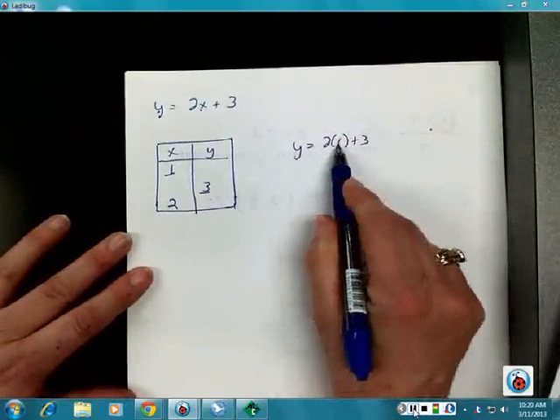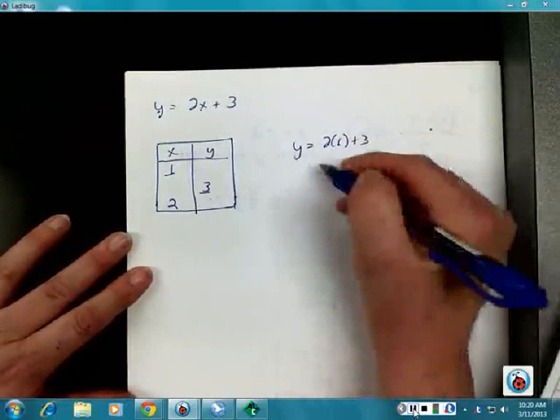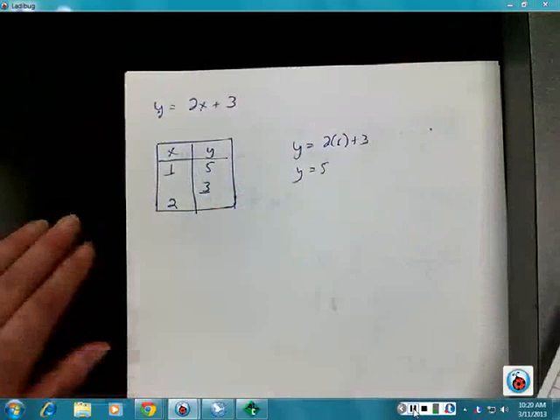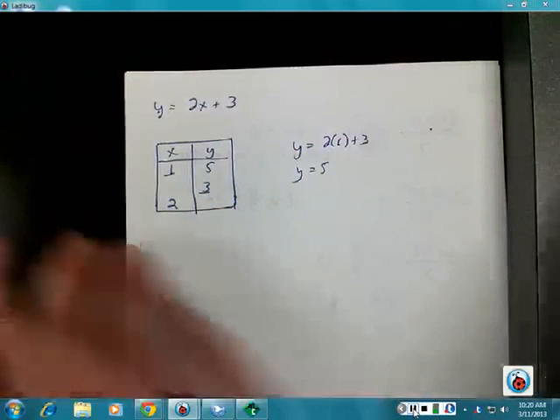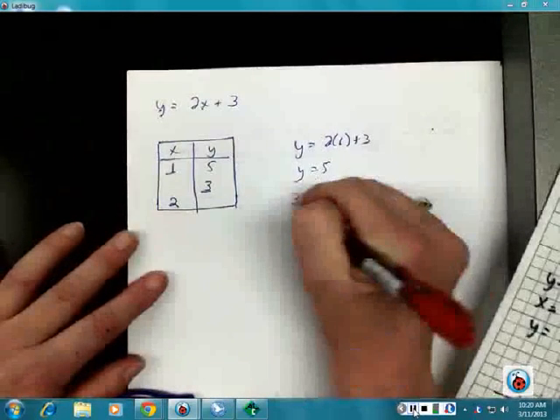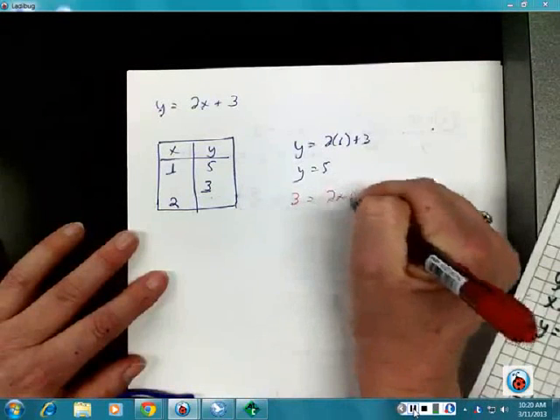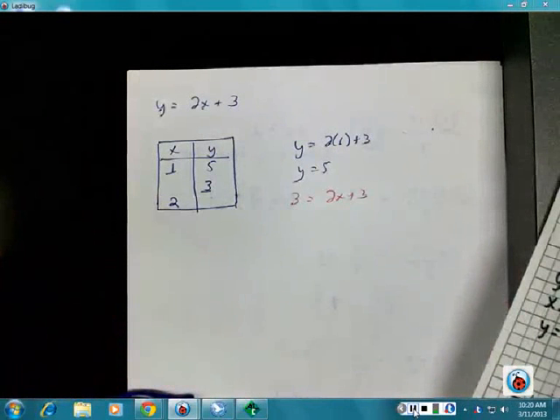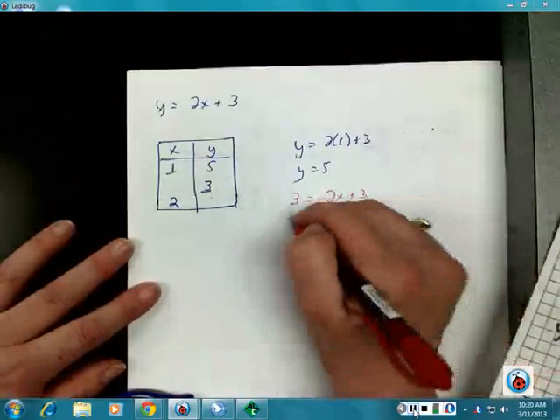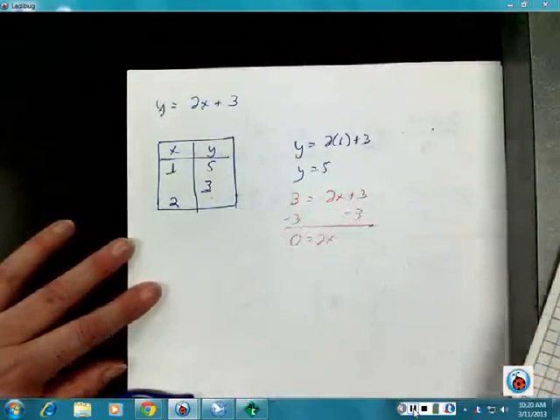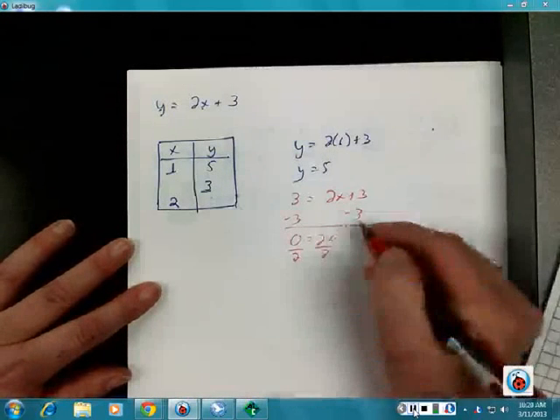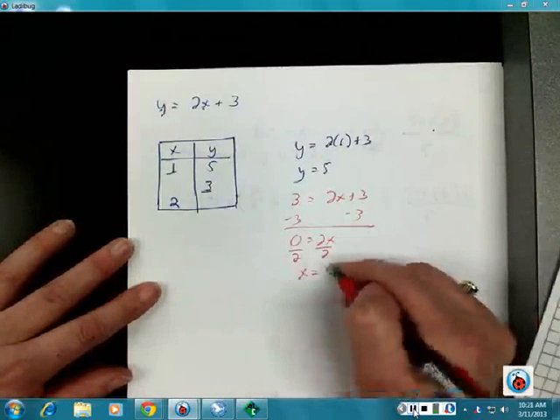So 2 times 1 is 2, plus 3 is 5. So when x is 1, y is 5. What is the next one? When y is 3, that means 3 has to go in here. And then I would end up taking that one and solving it for x instead. So I'd minus 3, divide by 2, and I would find x is equal to 0.